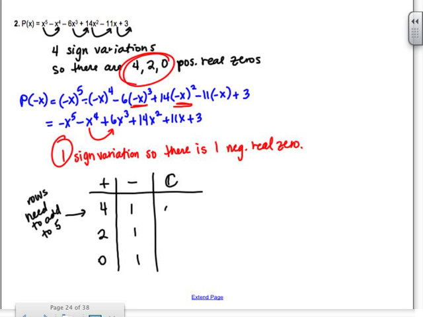So you have 4, 1, so you have 0 left for complex. 2, 1, so 2. 0 and 1, so you have 4 left for complex. See how it works? So that's your possibilities. So that's your chart.